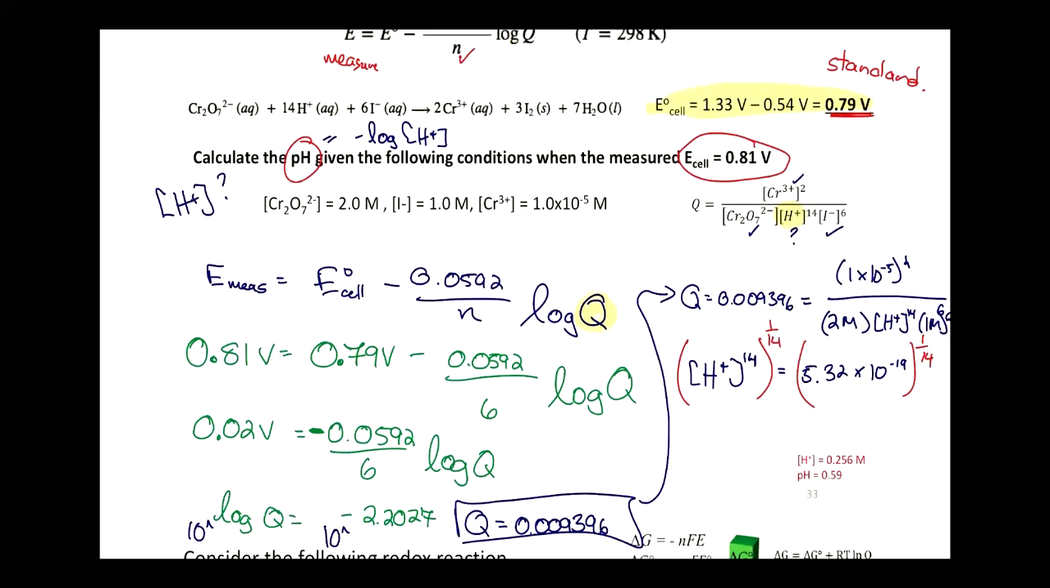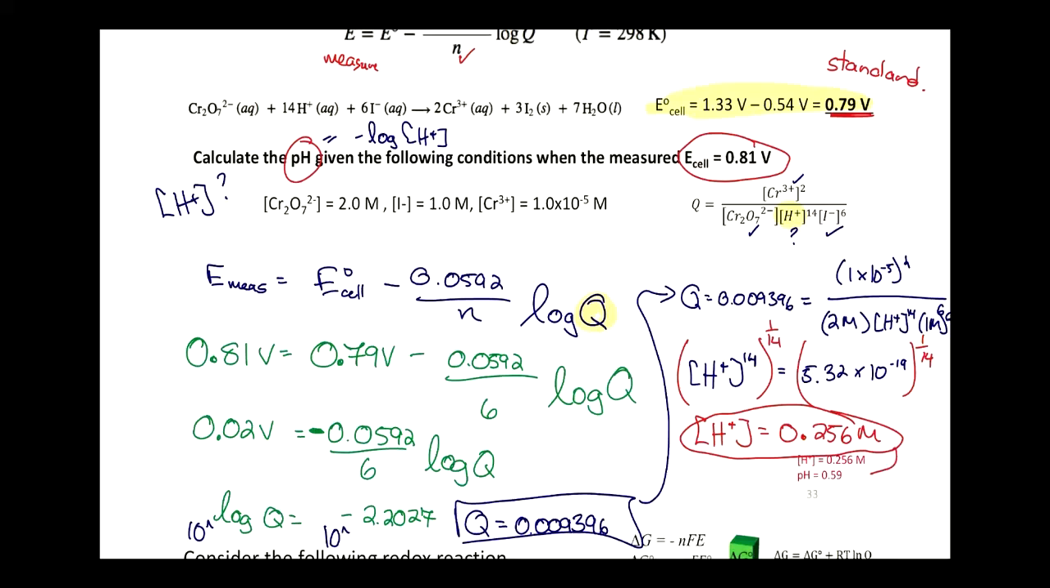All right, so that number that we just got, I will take it to the 1 over 14th power. Don't take the time on your exam to try to find the 14th root on your calculator. You won't find it. This is just the quick way to undo that 14. So when we undo that 14th power, we get the H plus concentration is 0.256 molarity. That is a fairly high concentration. That's not quite our answer.